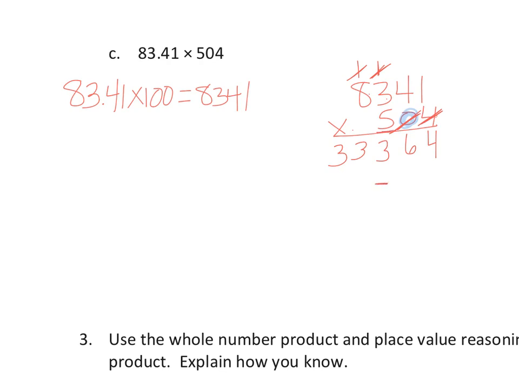So I need to start in the hundreds place value. So in blue, I need 2 0 placeholders. And now I can go ahead and multiply. 5 times 1 is 5. 5 times 4, that's 20. Take your 2, regroup it, bring down your 0. 5 times 3 is 15, plus 2 more is 17. And 5 times 8 is 40, plus that 1 on top is 41.